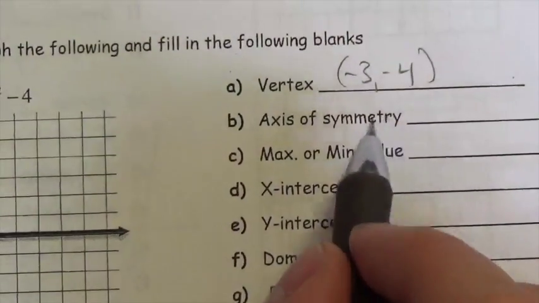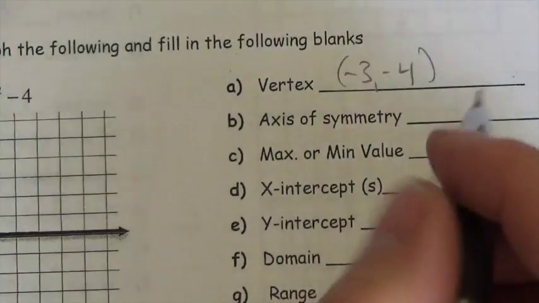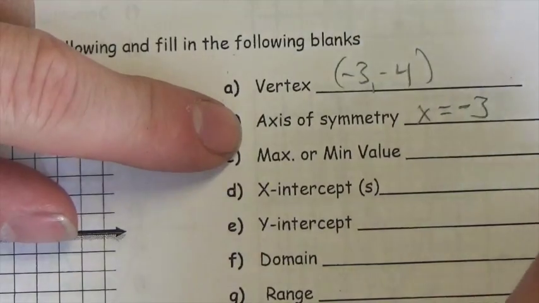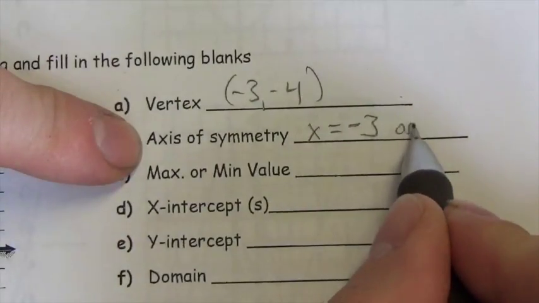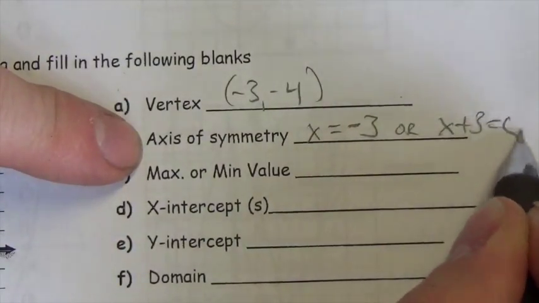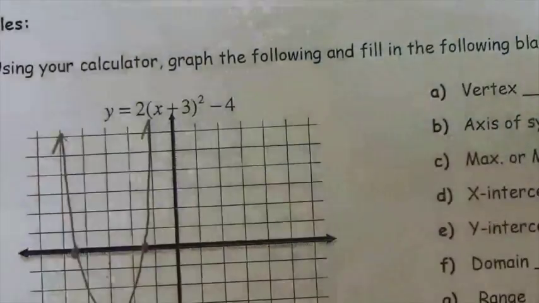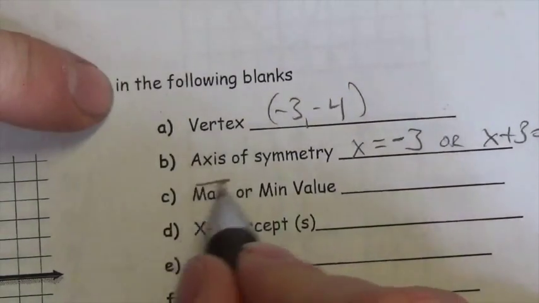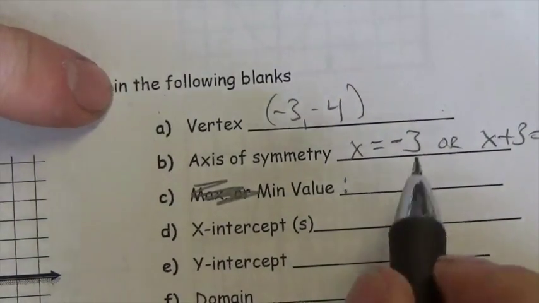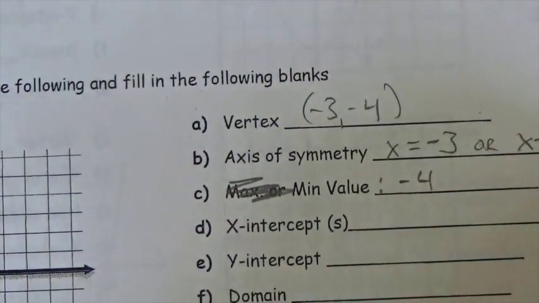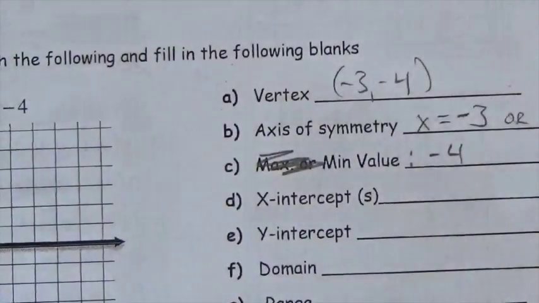Now, from there, I can answer these next two really quick and easy. My axis of symmetry will be x equals negative 3. Or if you want to write it the other way, x plus 3 equals 0. That's fine, too. My max or minimum value: the parabola opens up, so this is going to have a min value, and that min value is going to be the y-coordinate of the vertex, negative 4. All right, x-intercepts, y-intercepts. Here we go.